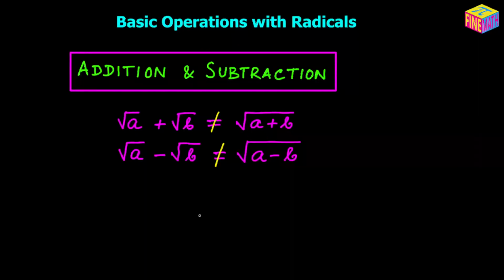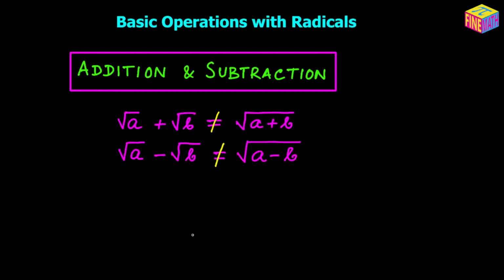Now, the two major misconceptions that we have: square root of a plus square root of b must be equal to square root of a plus b, and that is absolutely wrong. That is not correct. Similarly, square root of a minus square root of b is equal to square root of a minus b. That is also not correct. That is also absolutely wrong.